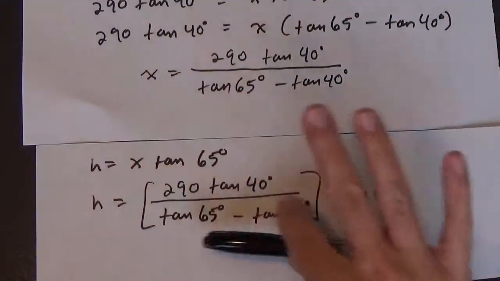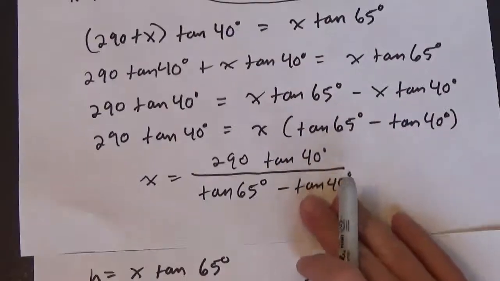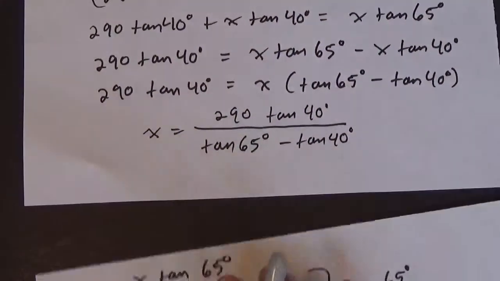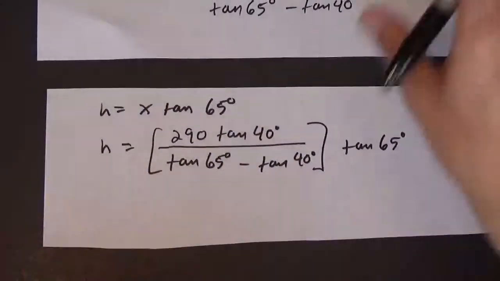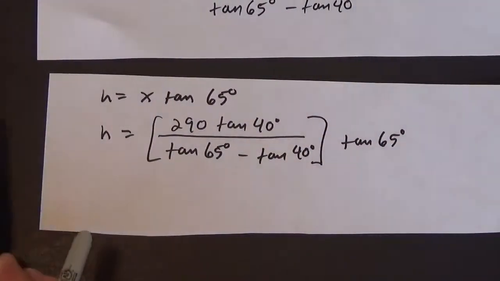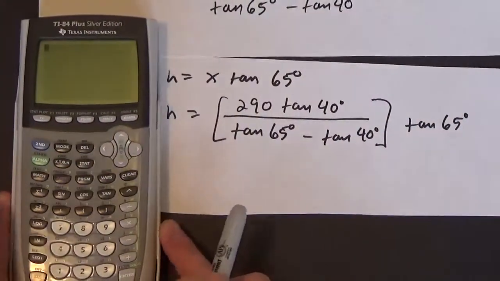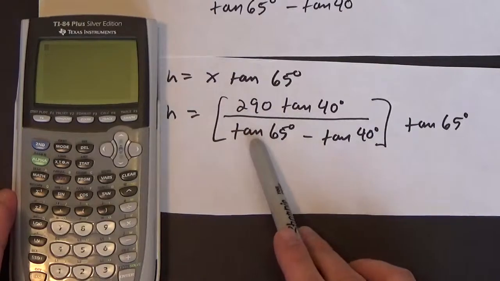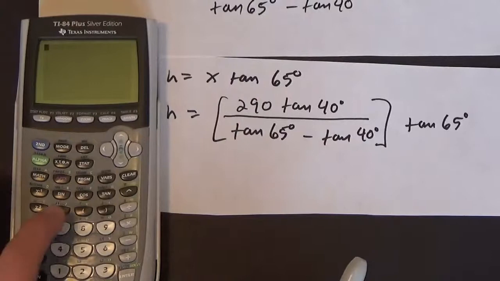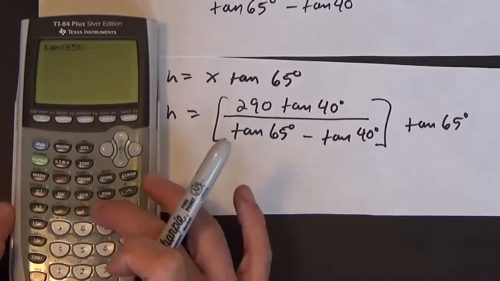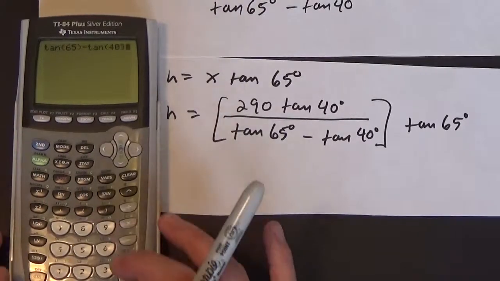So now that we have what h is, we can finally go to our calculator. Notice I didn't get a value for x. I left it like this. You want to do all the work before you get to your calculator. So don't get an approximation for x yet. And now we can go ahead and do this. So remember to do this in steps. So let me start with this here. I'm going to do tangent of, well, first let me make sure I'm in degrees. I am. So we have the tangent of 65 minus the tangent of 40.